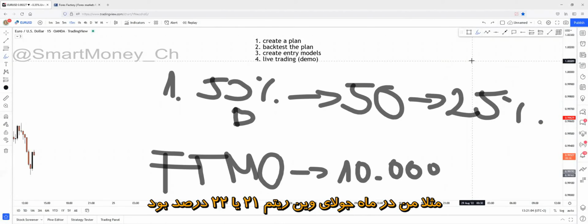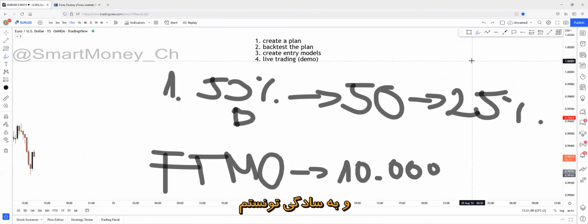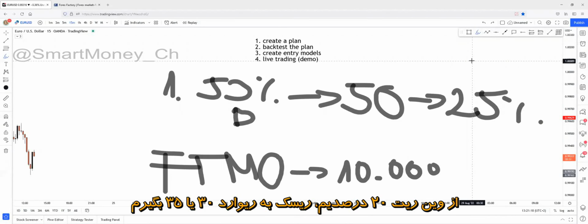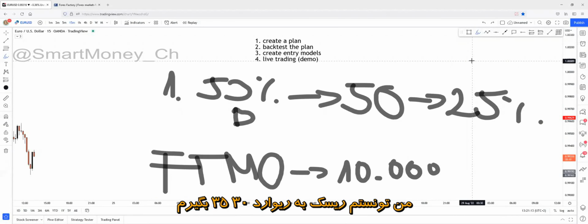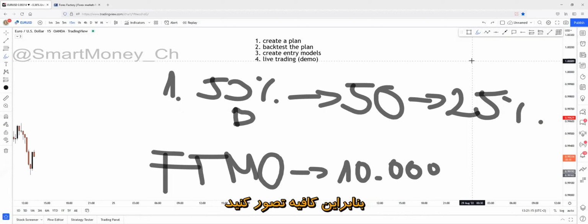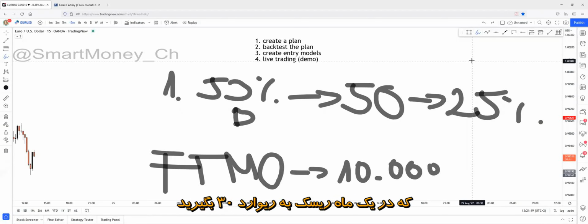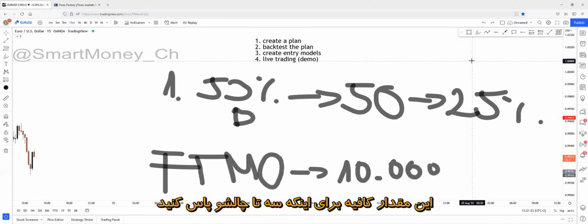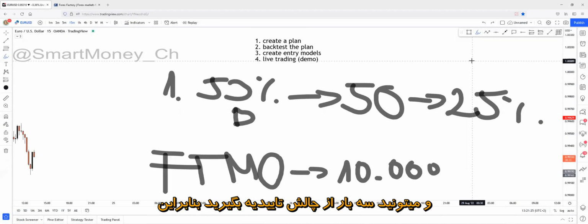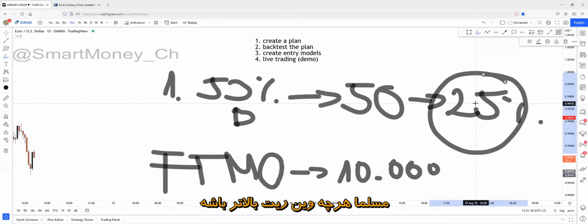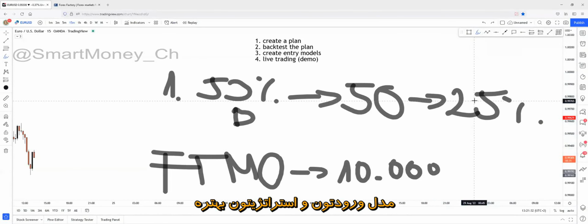For example, in July, I had like a 21 or 22% win rate, and I just collected like a 30-35 risk-reward ratio. So from a 20% win rate, I collected a 30-35 risk-reward ratio. Just imagine collecting 30% and a 30 risk-reward ratio in a single month. That's enough to pass 3 challenges and 3 verifications, right? So you don't need a higher win rate than 25%. Of course, the higher the win rate is, the better the entry model and strategy will be, but a 25% win rate is perfectly enough.